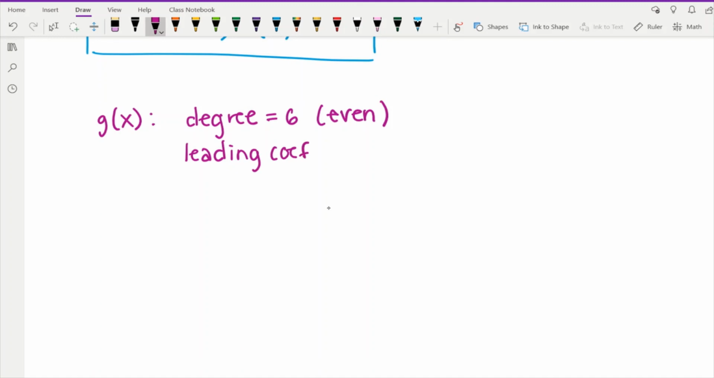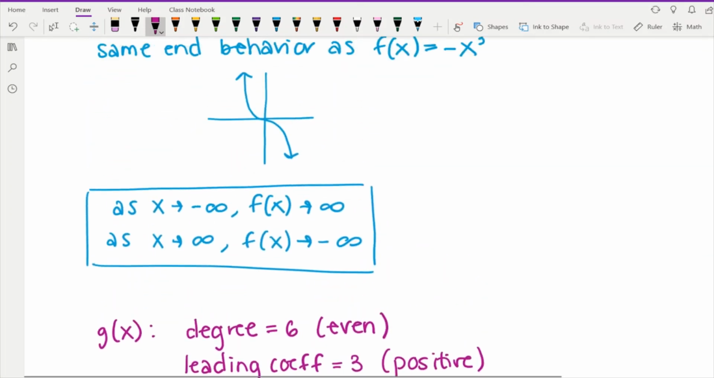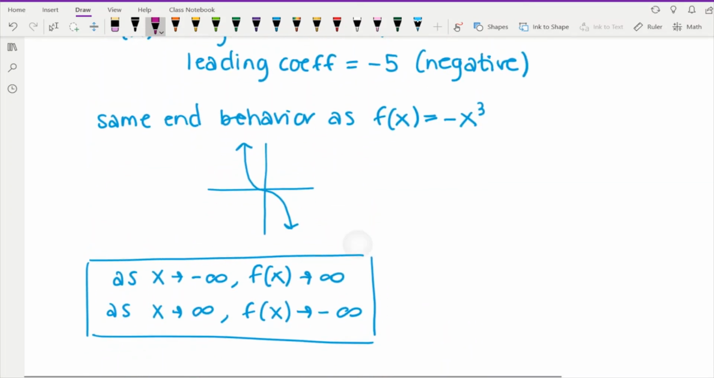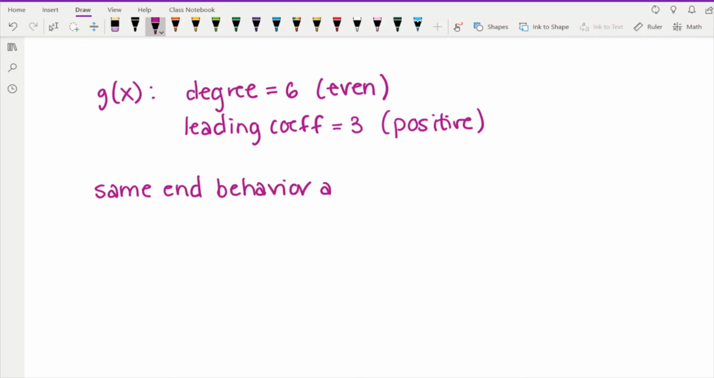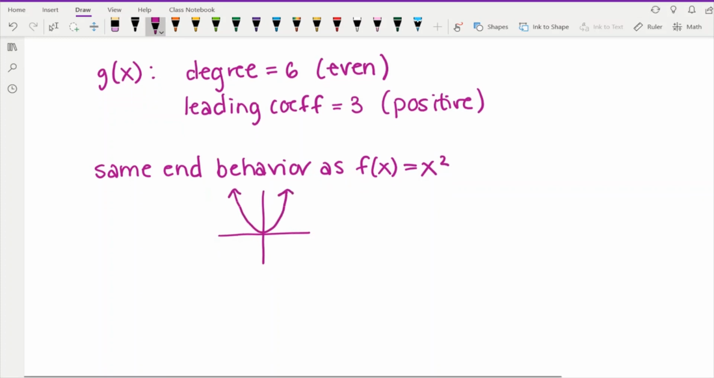And what do we care about with the leading coefficient? Well, we care about whether it's positive or negative. So the important thing here is that it's positive. And so because we have an even degree and a positive leading coefficient, that tells us that the end behavior, instead of looking like f of x is equal to negative x cubed, in this case, we're going to have the same end behavior as f of x is equal to x squared. And so our shape of our graph is going to look something like this. You know, it's not going to be a perfect parabola, but it is going to have that shape.